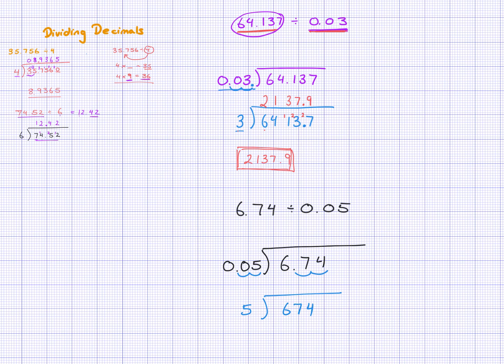So how many 5s are in 6? That's 1 with 1 left over. How many 5s are in 17? That's 3 with 2 left over. How many 5s are in 24? That would be 4. And what happens when we have a remainder that we don't use? We can just put the decimal point here and carry zeros over. So 5s are in 24, that was 4 and 4 left over. And how many 5s are in 40? That's 8 and no leftovers. And the decimal point gets placed up there.